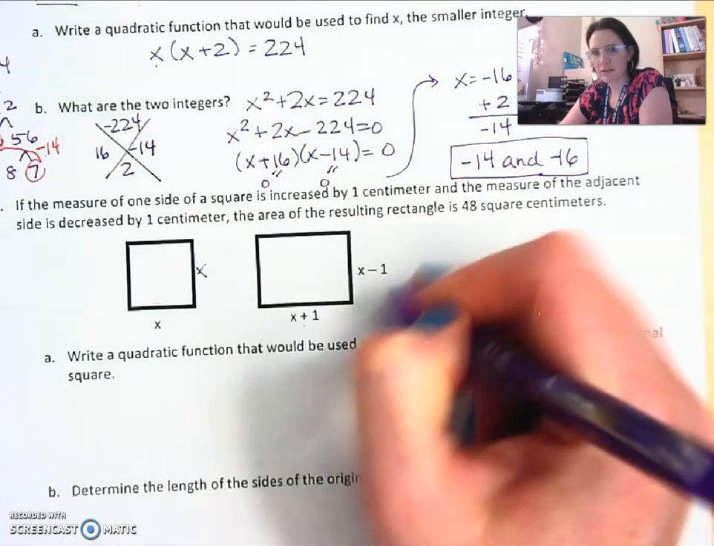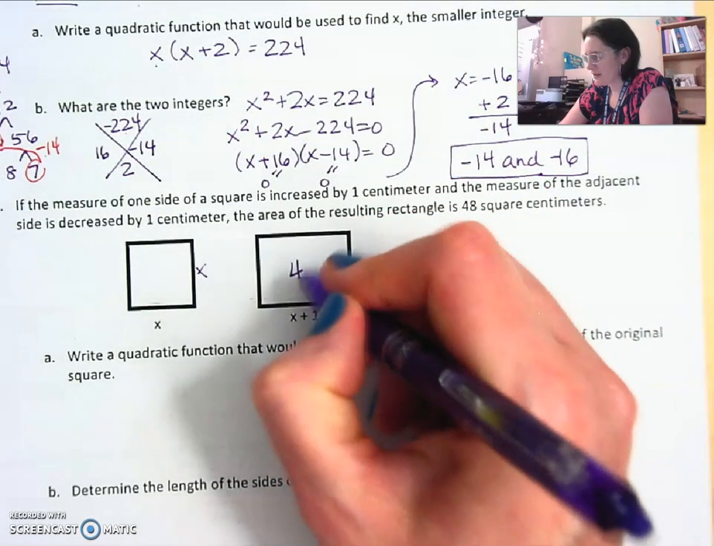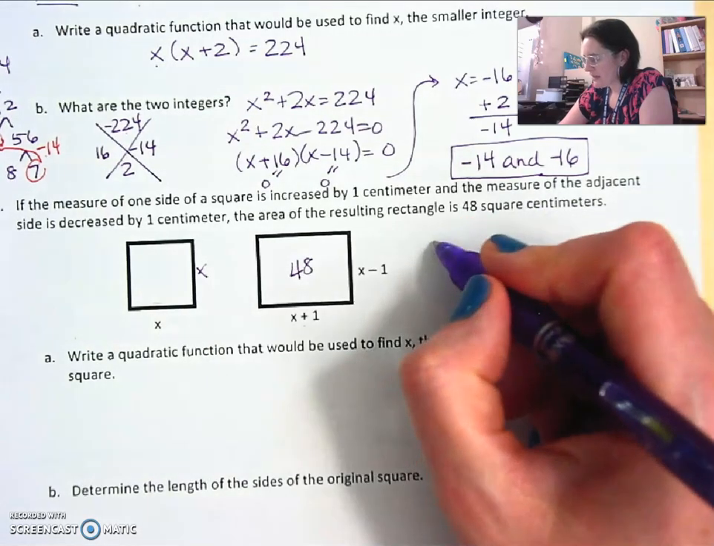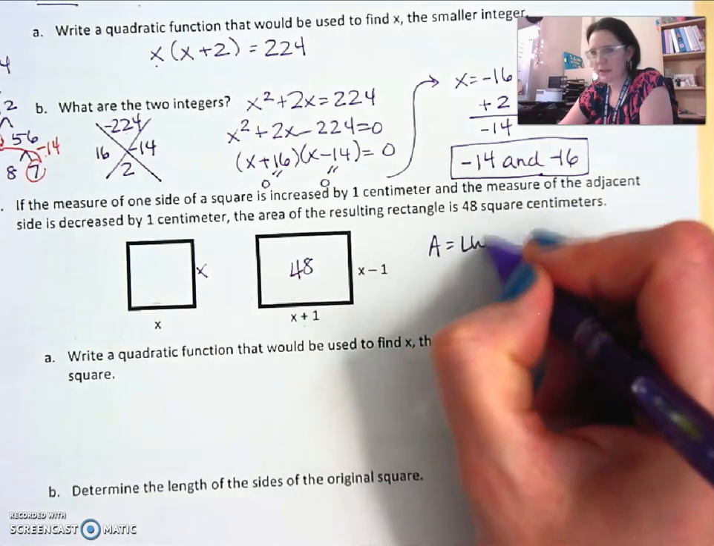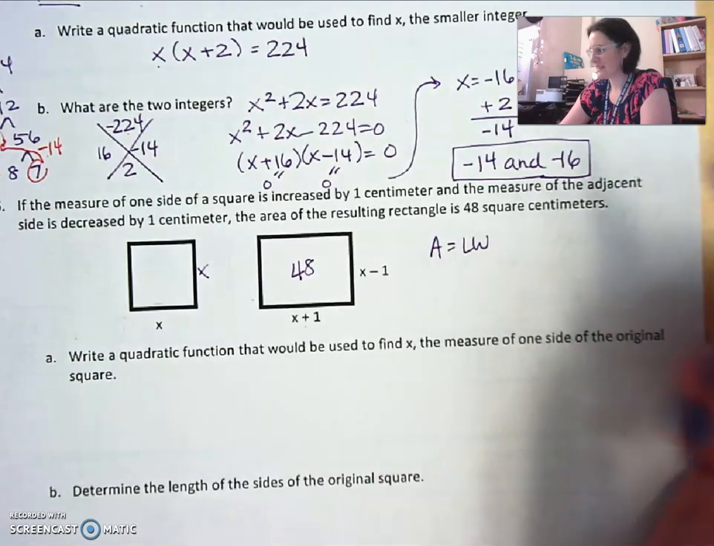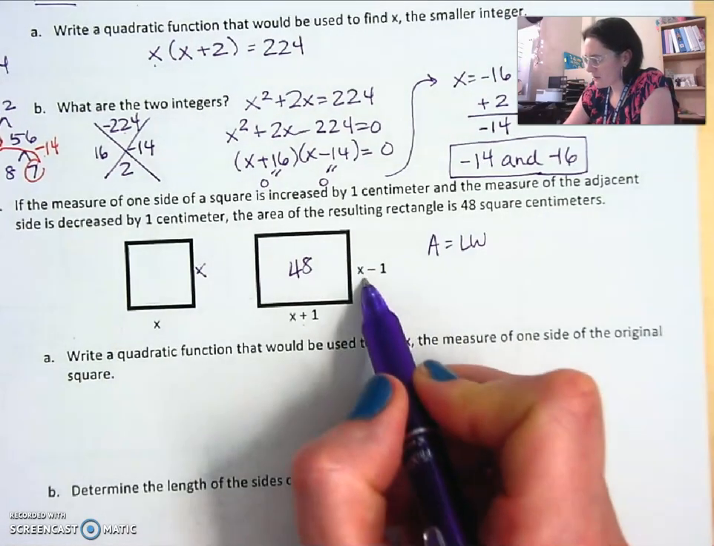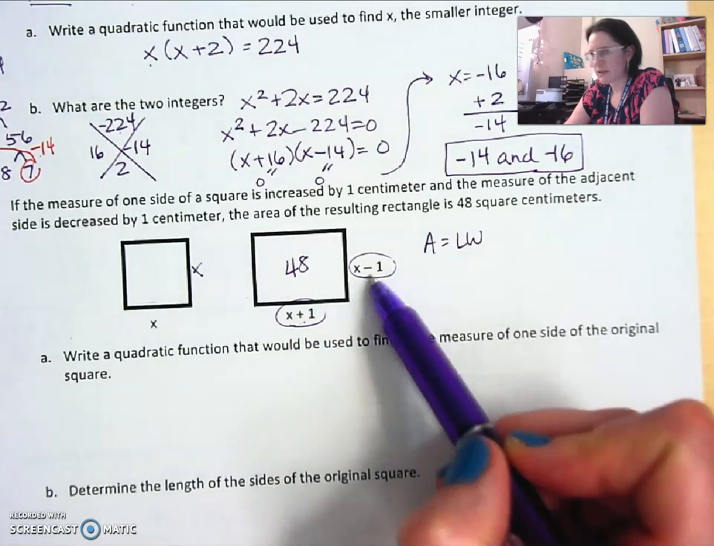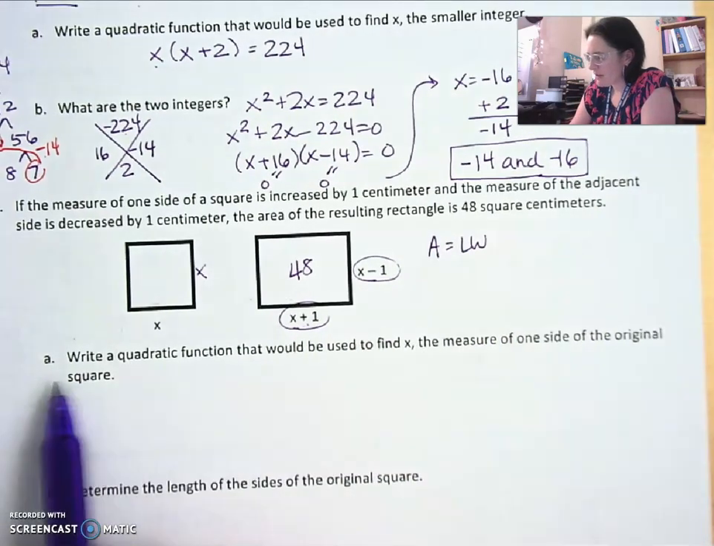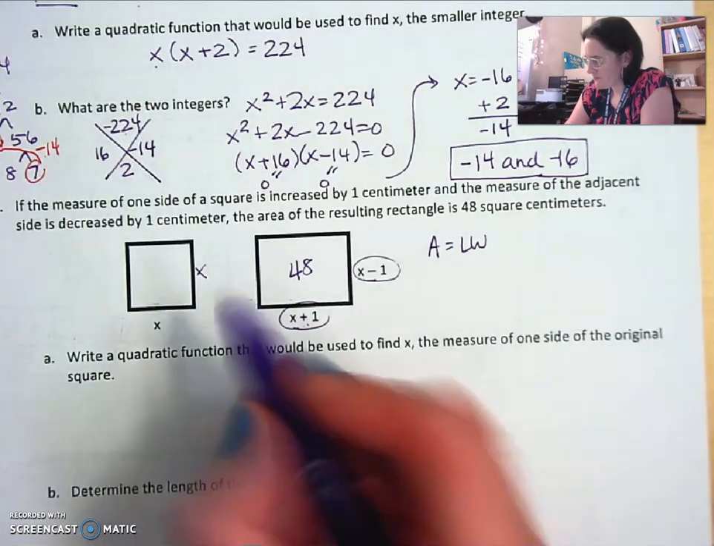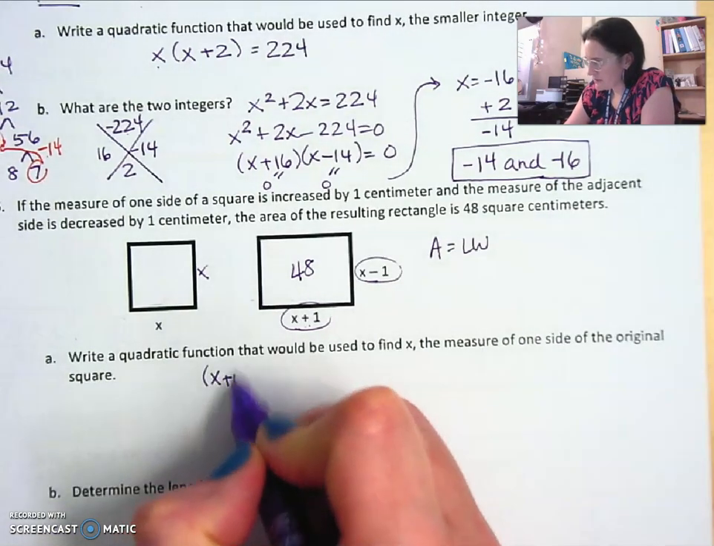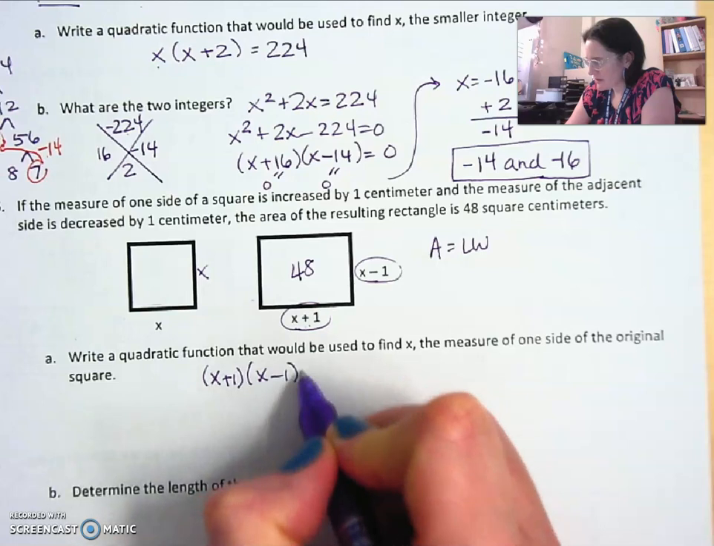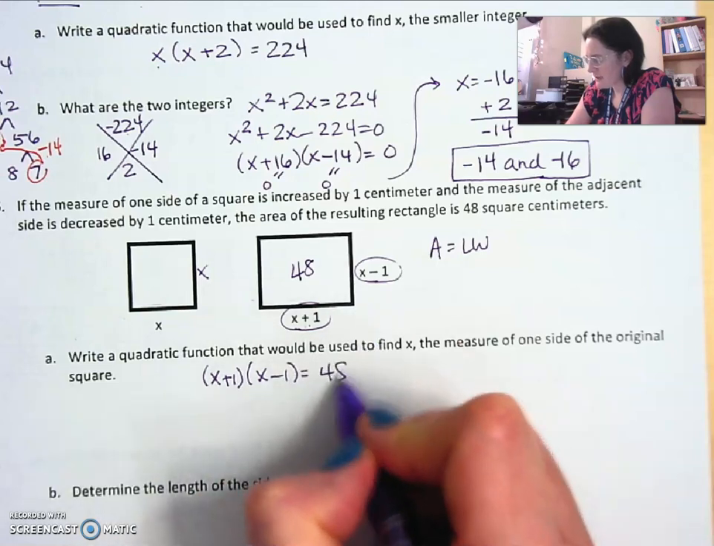So this is the resulting rectangle, and its area is 48. So remember that area is equal to length times width, and that is going to be length times width right here. So for part A, it just says to set up your function. So x + 1 times x - 1 equals area, which is 48.